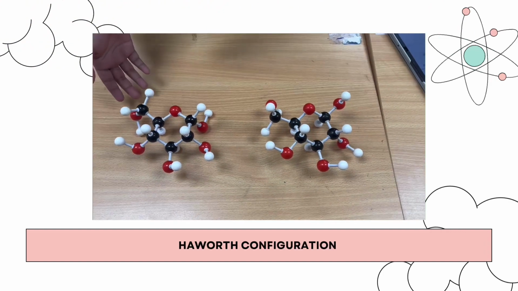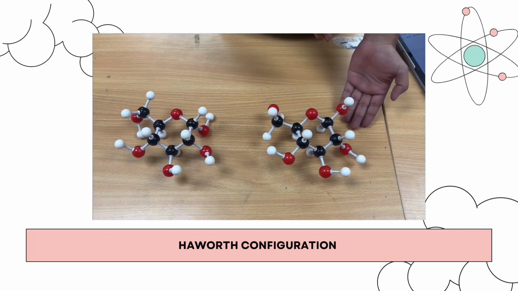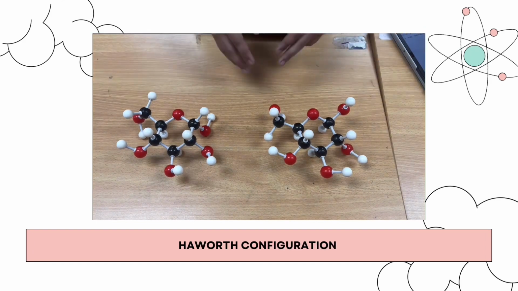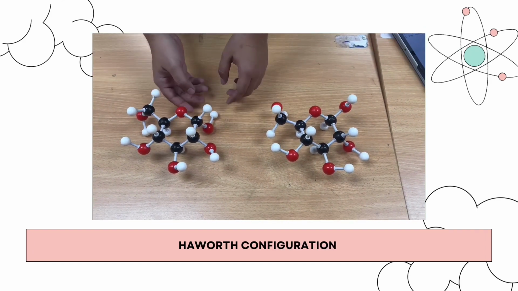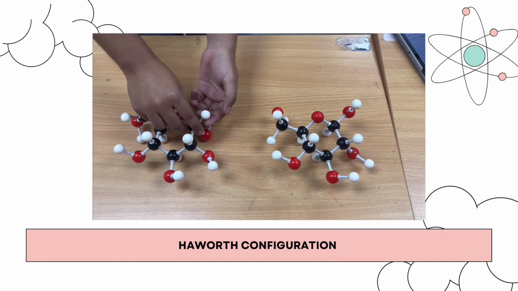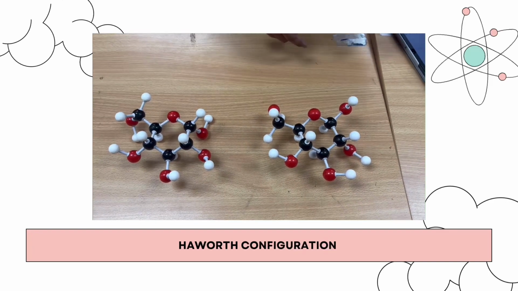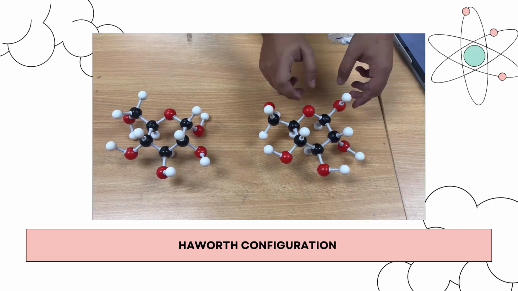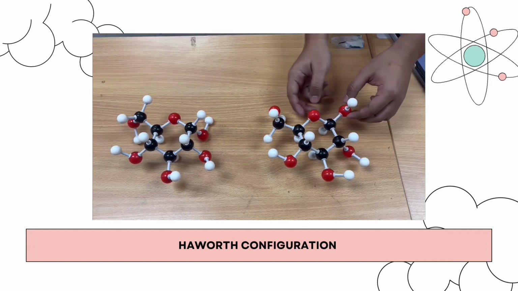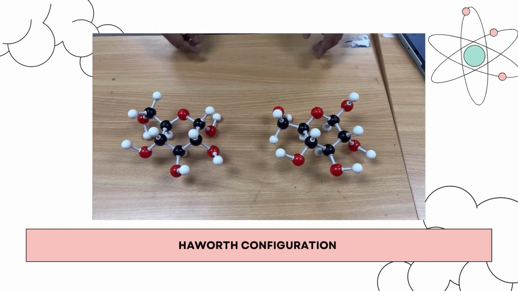Here at my right is alpha D-glucose and at the left is beta D-glucose. What is the difference between these two? As you can see, alpha D-glucose has H at the upper and OH at the lower. But for beta D-glucose, OH is at the upper and H at the lower. So that's all.